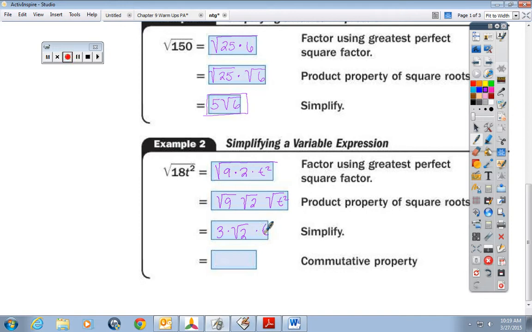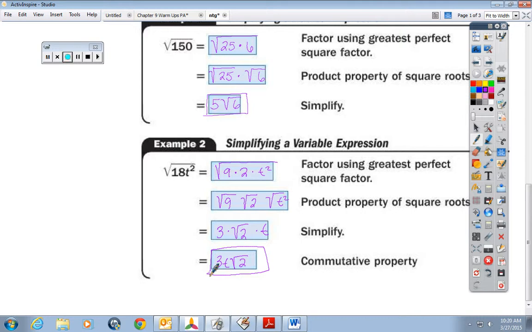Now, it's customary to write this in a little bit different order. Here's how it's customary to write. You always put the simplified version of what you're trying to get at the end. So I'm going to rewrite it like this. 3 times t times the square root of 2. So that's the customary way, or the standard way to write it. And you can do that because, remember, we started talking about this way back in 6th grade, that you can rearrange the order which you're multiplying, but it doesn't change the answer.